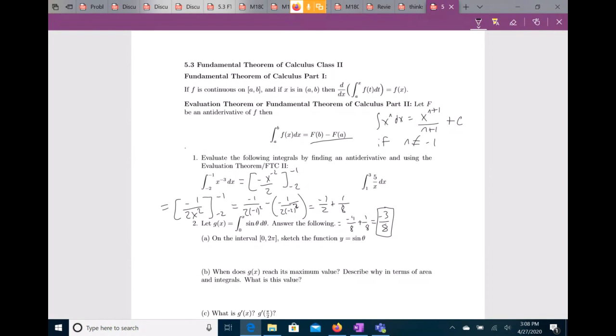All right, any questions there? Nope. All right. So why don't y'all try the next one? And remember, the power rule does not work if the power is -1, which it is in this case, right? So you won't use the power rule to take this antiderivative. So you'll have to think a bit about what's an antiderivative of 1 over x.